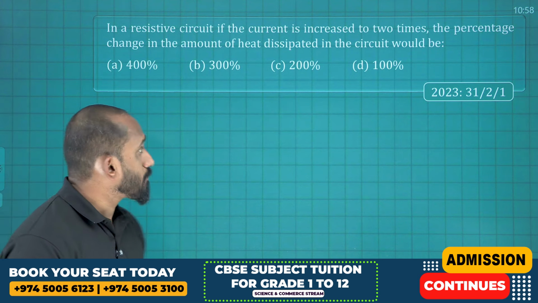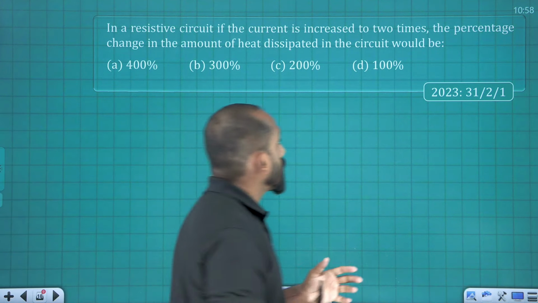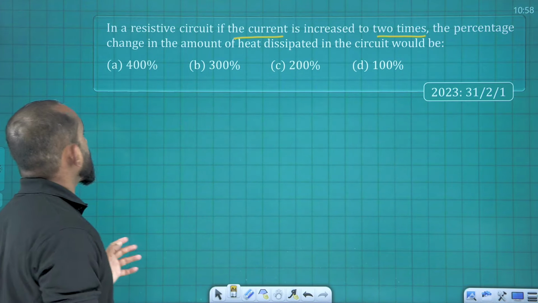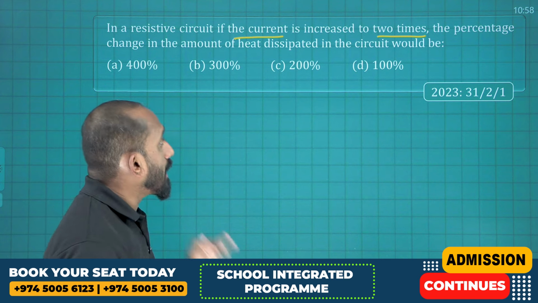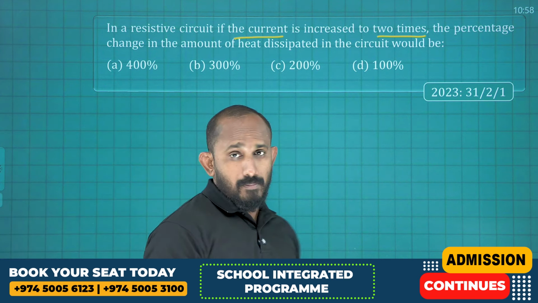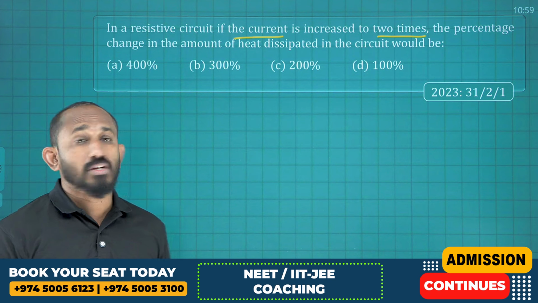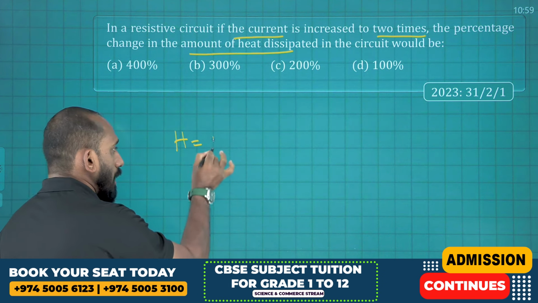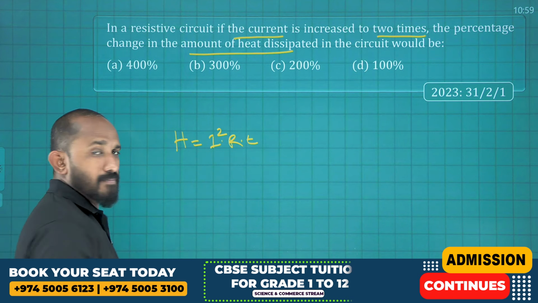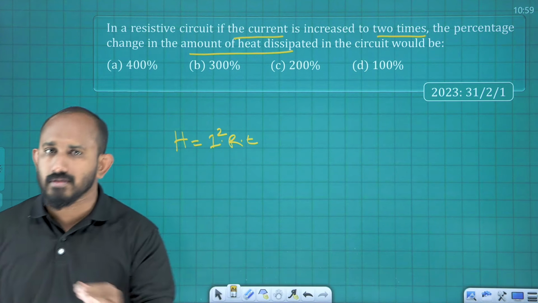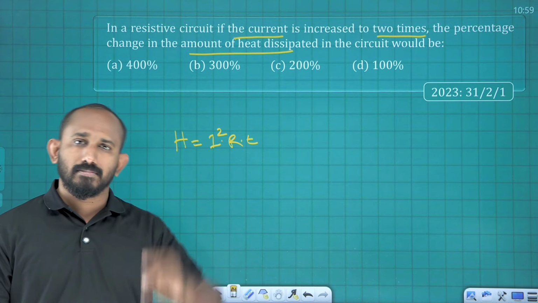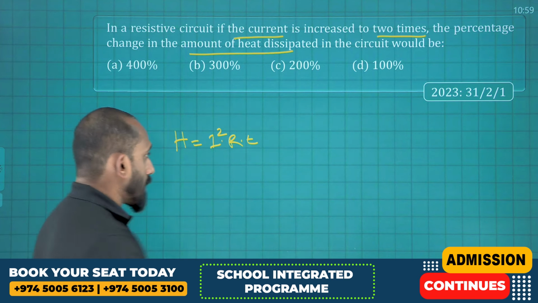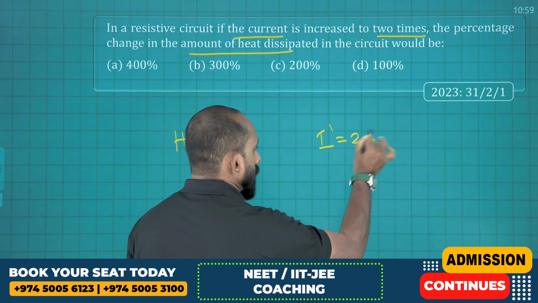In a resistive circuit, if the current is increased to 2 times, the percentage change in the amount of heat dissipated in the circuit will be? So how much is the percentage change in heat? That's the question. For heat, we have the equation I square R into T. In a resistive circuit, the resistance is constant. So the current is doubled, 2 times increase. So the new current I dash is 2 times I.